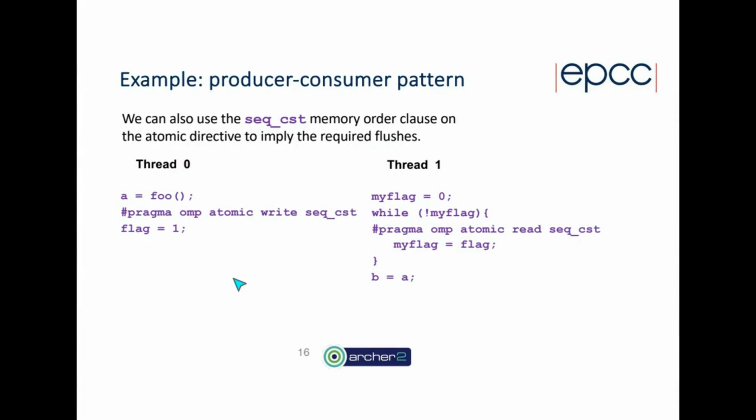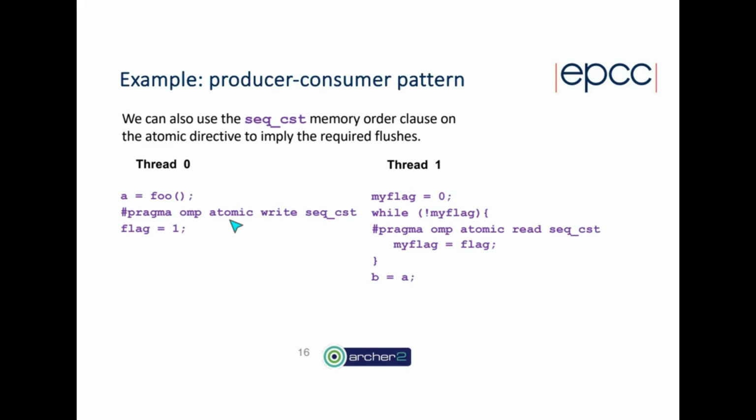However, there is a way around this. Okay, the plain version of atomic does not imply a flush. It only guarantees consistency of the variable that's being updated, and not the rest of shared memory. However, there is this seq_cst, short for sequential consistency, modifier for the atomic directive, which does imply a full flush.